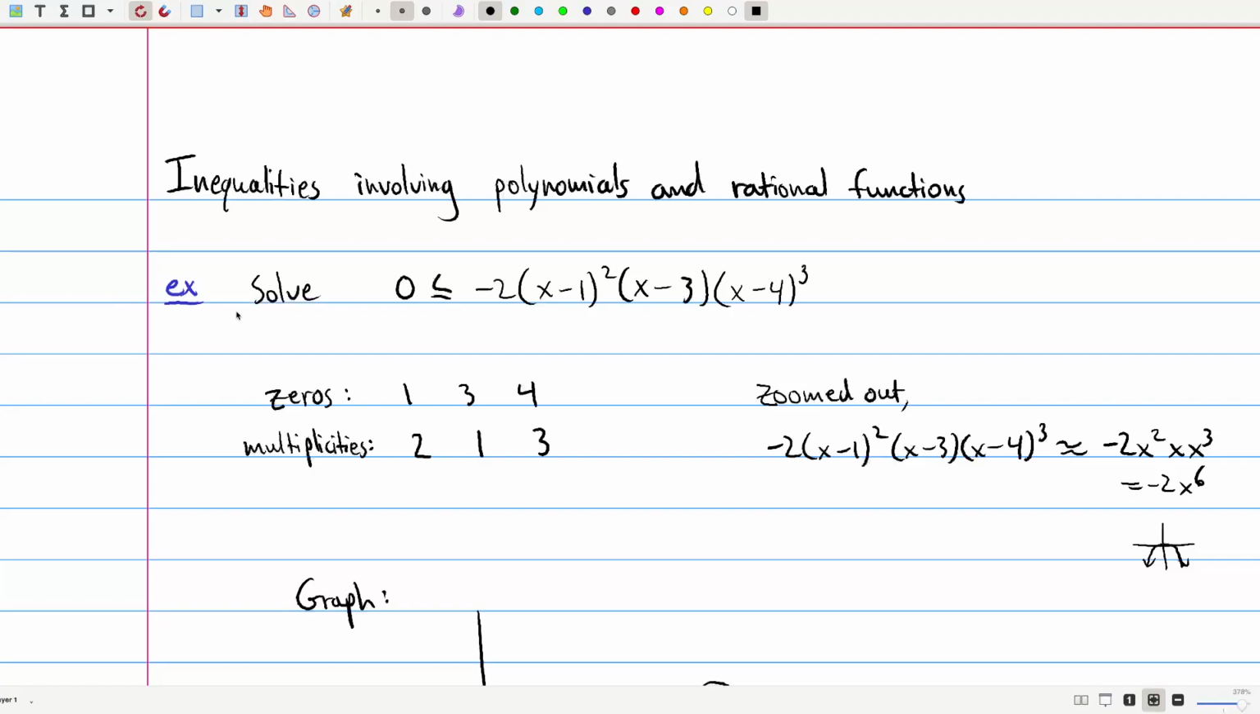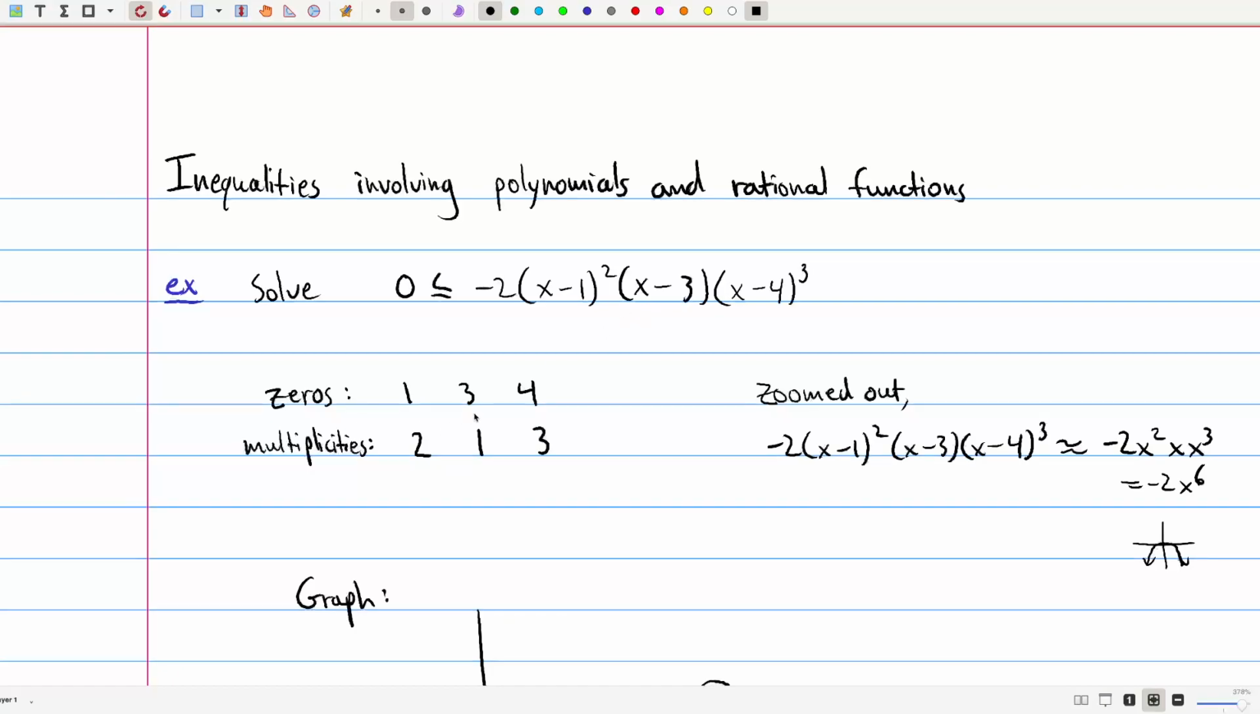So for our first example, let's consider this polynomial here, and we want to solve for all x such that that polynomial is greater than or equal to 0. It's already in factored form, which is great because that's what we need to be able to graph it roughly quickly. So what's the first step? Well, once it's factorized, let's write out the zeros, which are 1, 3, and 4. And their multiplicities are 2, 1, and 3 respectively by looking at the exponents.